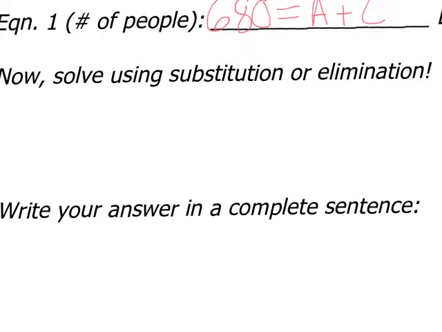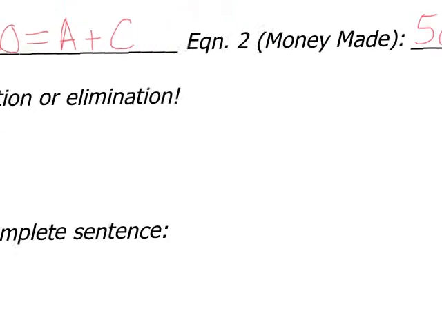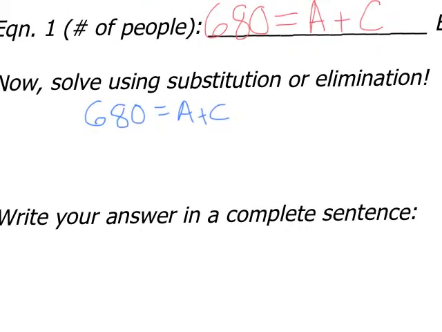All right, so we have 680 equals A plus C. And we have, what was it, 5,040 equals 8A plus 4C. They are lined up for elimination, so let's eliminate. What's the name of the game with elimination again? Opposites. So I need to force opposites. What's going to be my easiest way to force opposites here?